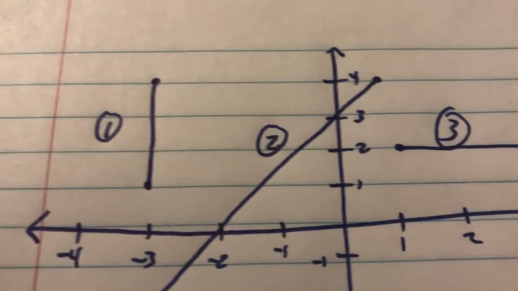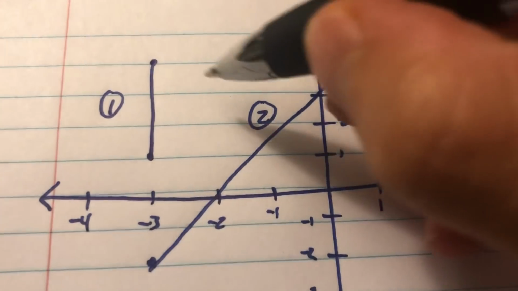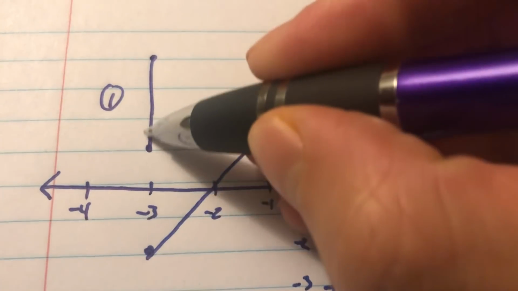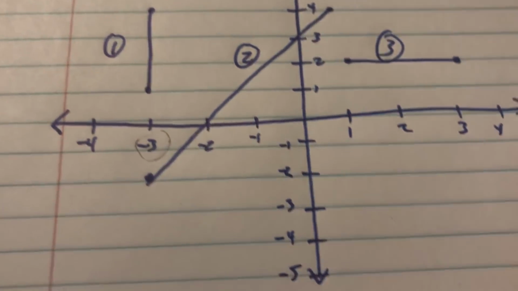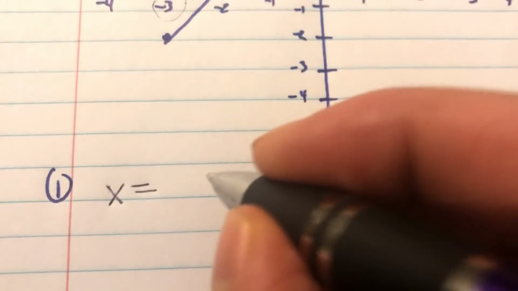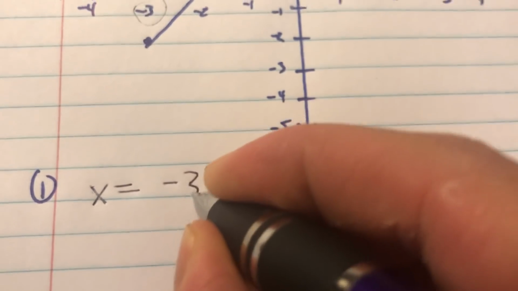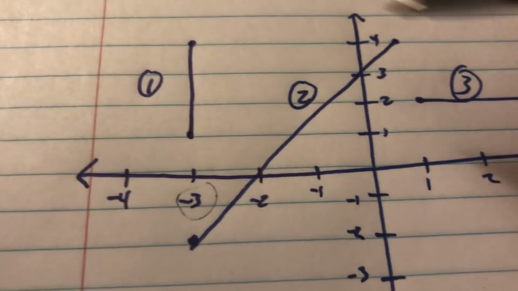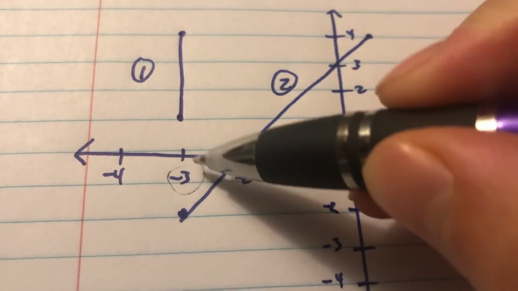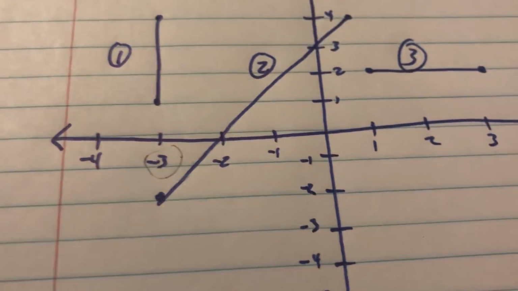So for this vertical line, the x is equal to, if I were to extend this line all the way, I'll hit the x-axis here at -3. Therefore, my equation is that x is equal to -3. One more time, the line extends to -3, so your equation would be x is equal to -3.